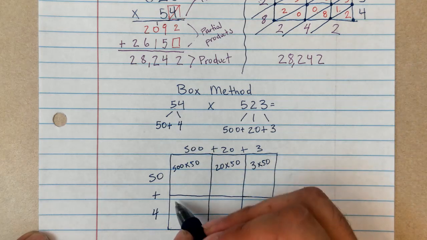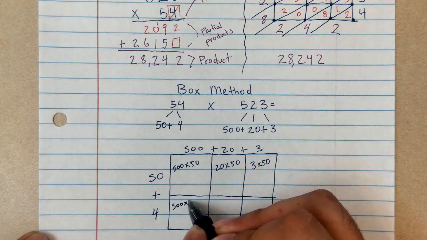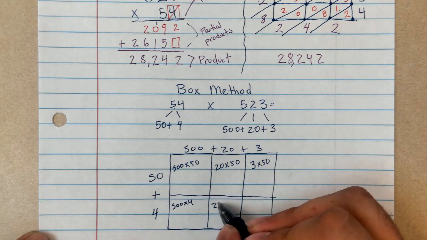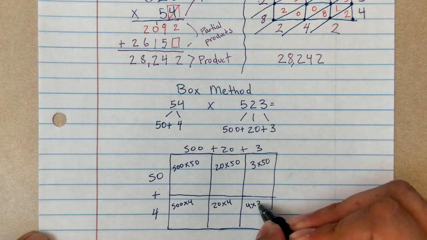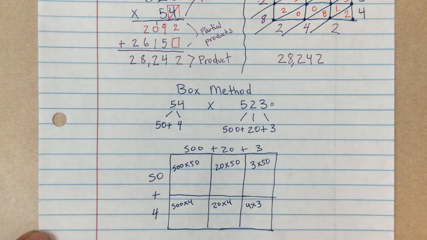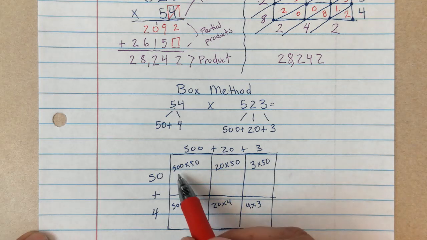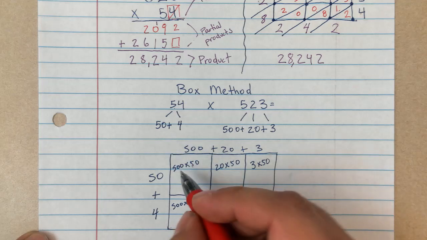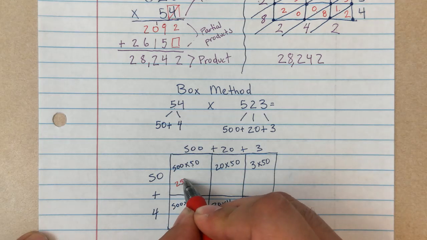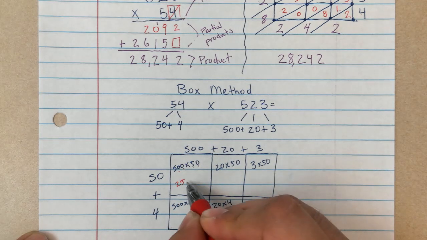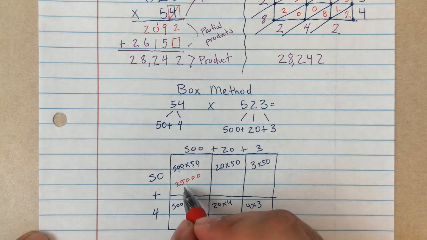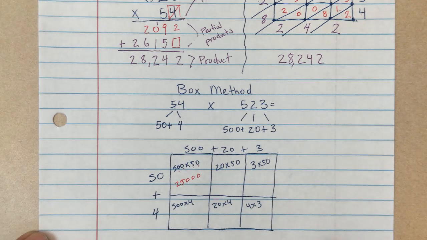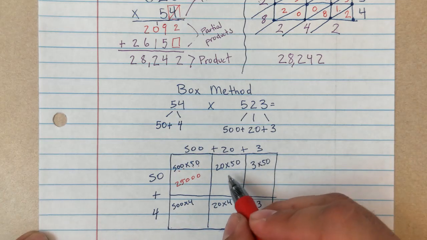And then here will be 500 times 4, 20 times 4, and 4 times 3. So then I solve inside of these boxes. Now there are some shortcuts that we'll be learning. So here I say 5 times 5 is 25. And then I have 1, 2, 3 zeros, so I can put those in my product. We haven't gotten there yet, but I'll show you how to do that. And I think next week we'll be talking more about that.